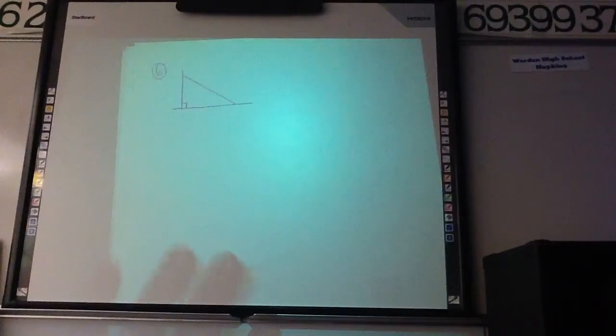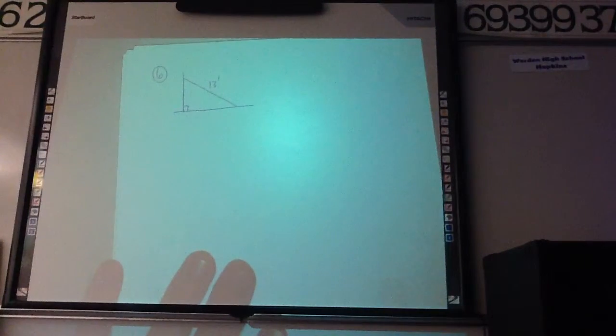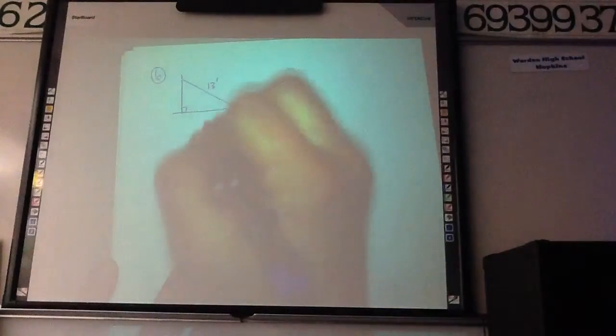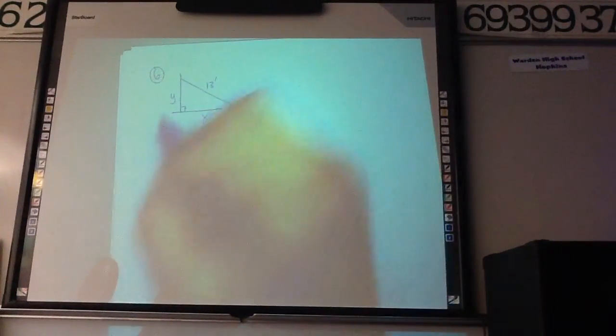Okay, so we got a ladder. It's 13 feet. That's not going to change. That's key. The ladder's never getting shorter. I just did this as X and this is Y, because usually that's the X direction and that's the Y direction.